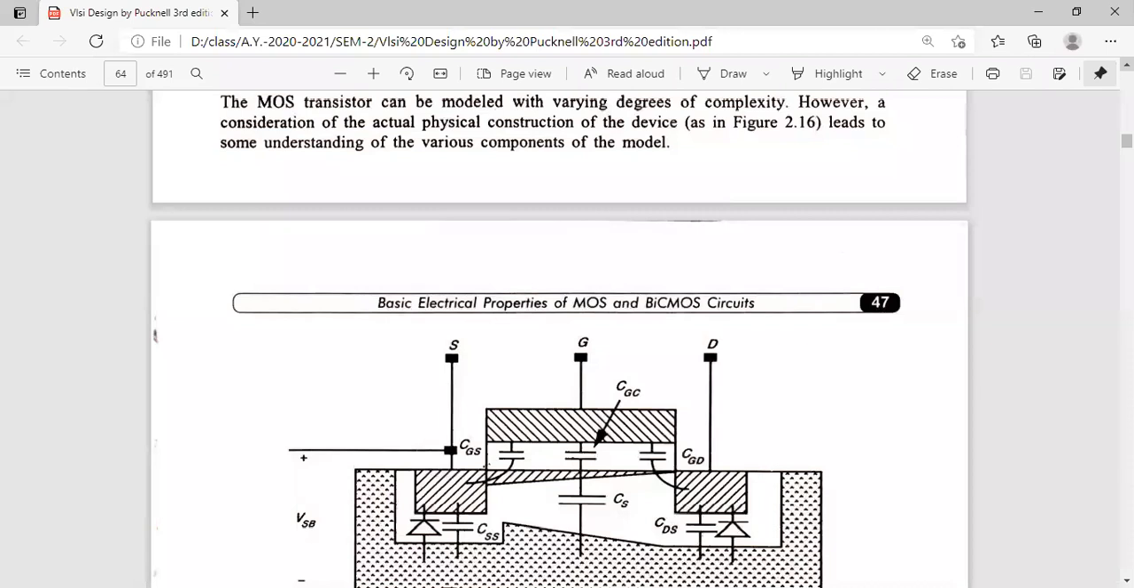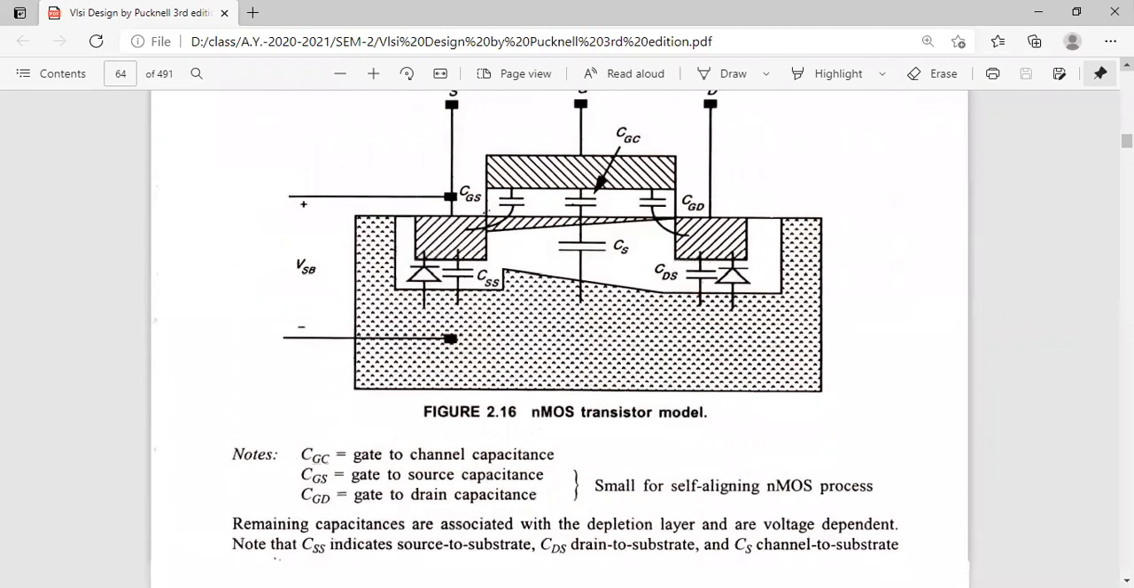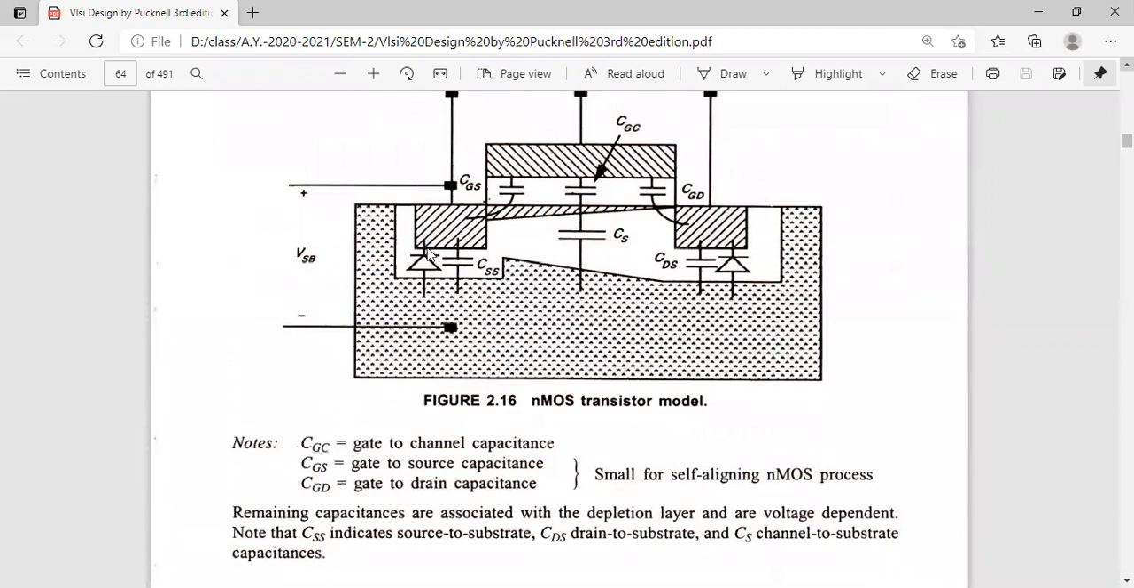So the total structure of a MOS transistor consists of a number of capacitances and also diodes. In the previous discussions, we have said that the source and the drain are connected as two diodes back to back, right? You see here what the different types of capacitances are in our circuit, right?